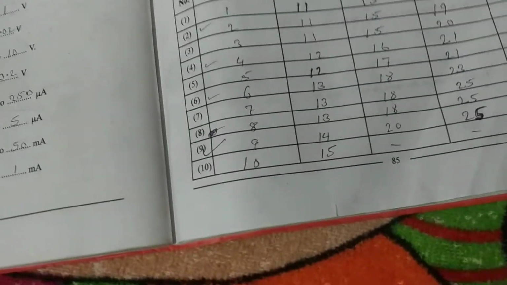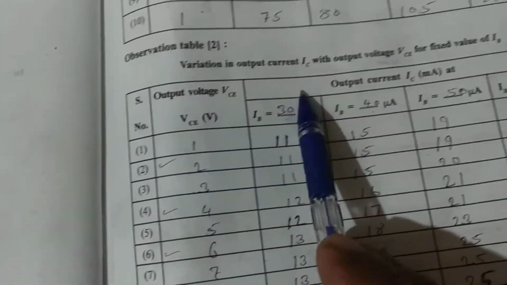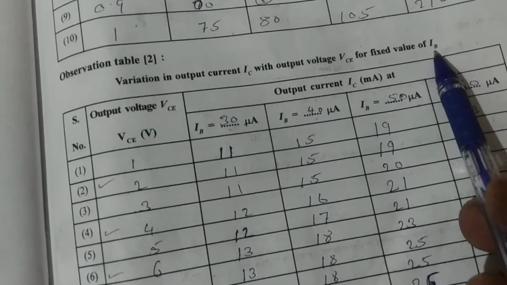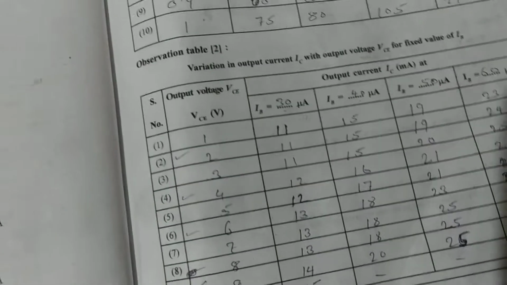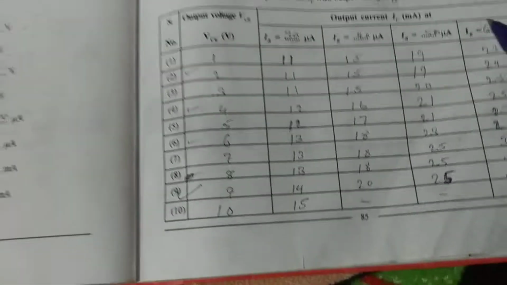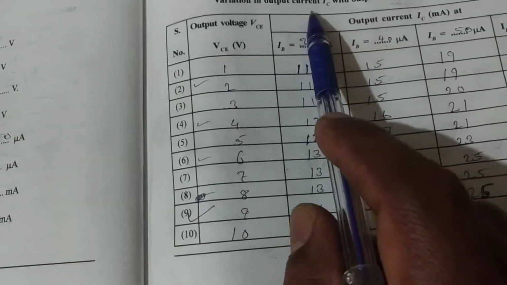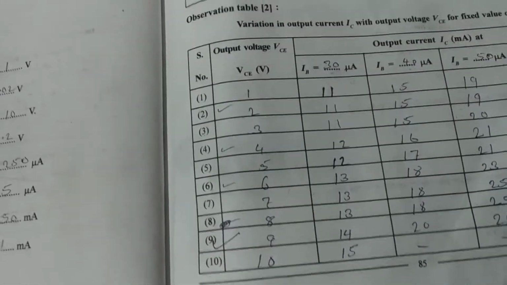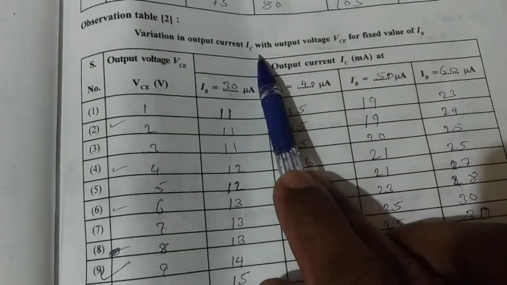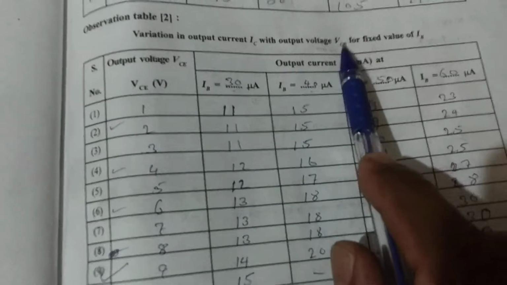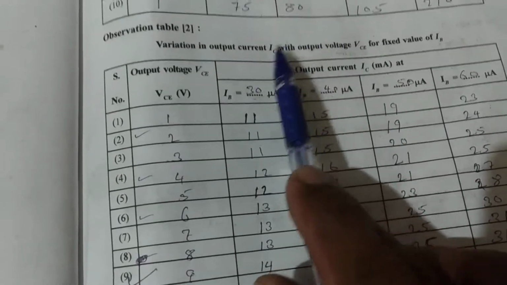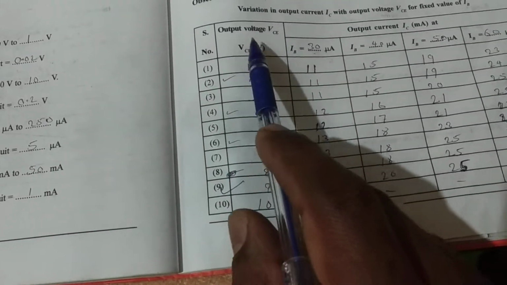Next, table number 2. This is the variation of IC with the output voltage VCE for fixed value of IB. This is used for finding the output characteristics, and the first table is used for finding the input characteristics. Here the value of IB, the base current or input current, is fixed, and then we change the value of VCE and measure the corresponding IC value. That is VCE versus IC, table number 2.